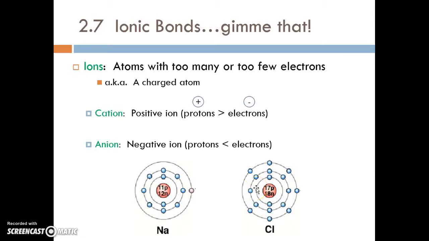Well, we're going to go over a couple of different types of bonds. And one specific one is called an ionic bond. I call it the "give me that" bond because basically what's going to happen is one electron is going to get stolen by another one, and then through that they're going to make a pretty strong bond between the two molecules. So if you look, here we have Na, sodium, Cl, chloride. You've probably heard of sodium chloride, table salt.